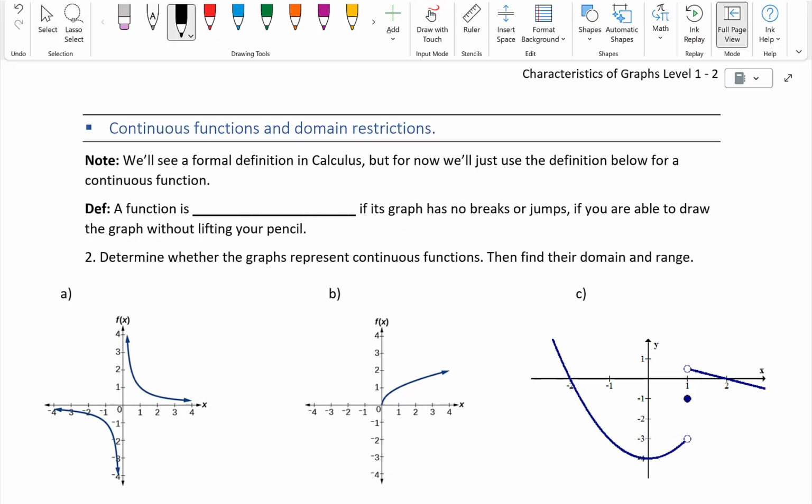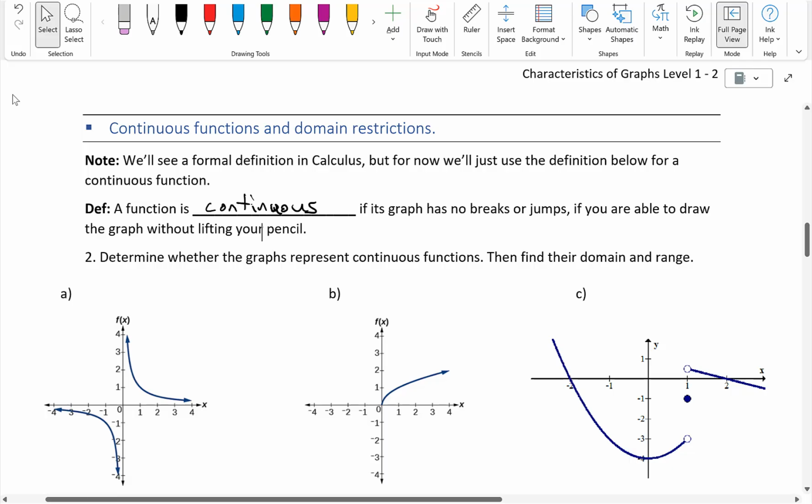All right, for continuous functions and domain restrictions, we'll do a little bit of looking at the graphs and a little bit of computation to figure out some values, at least with functions we're familiar with so far. So note here, we'll see a formal definition in calculus, but for now we'll just use the definition below for a continuous function. So definition: a function is continuous if its graph has no breaks or jumps. And we often say if you're able to draw the graph without lifting your pencil.